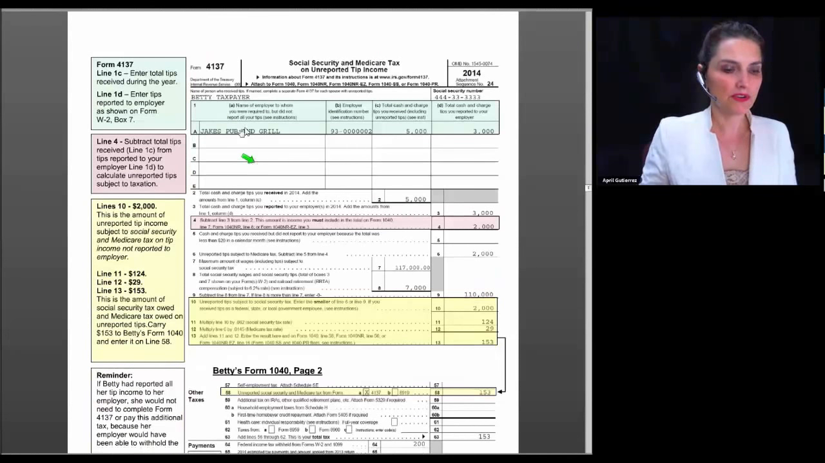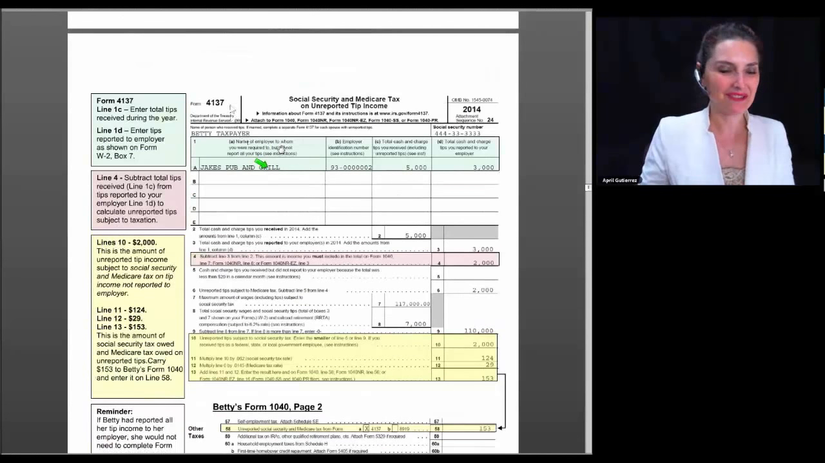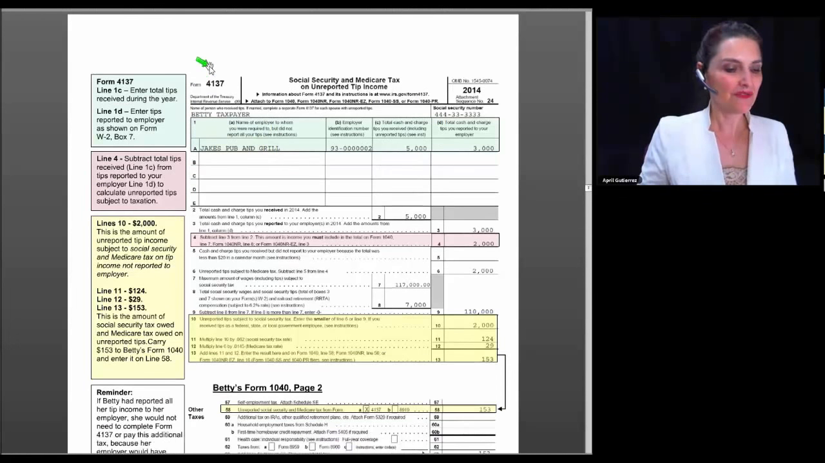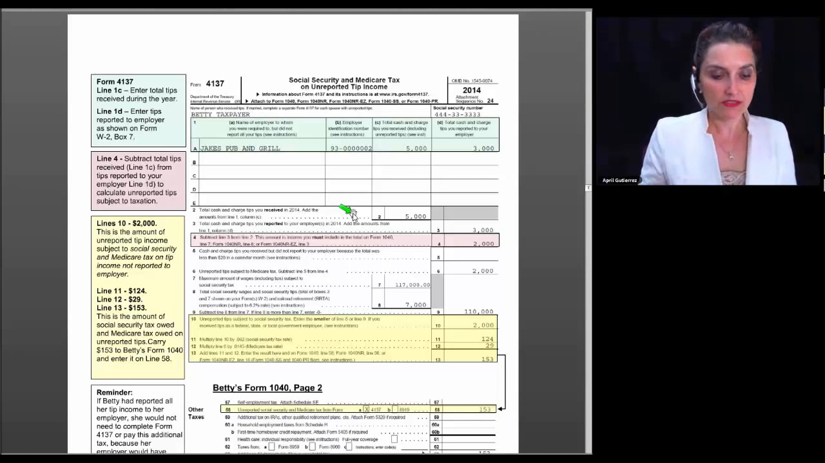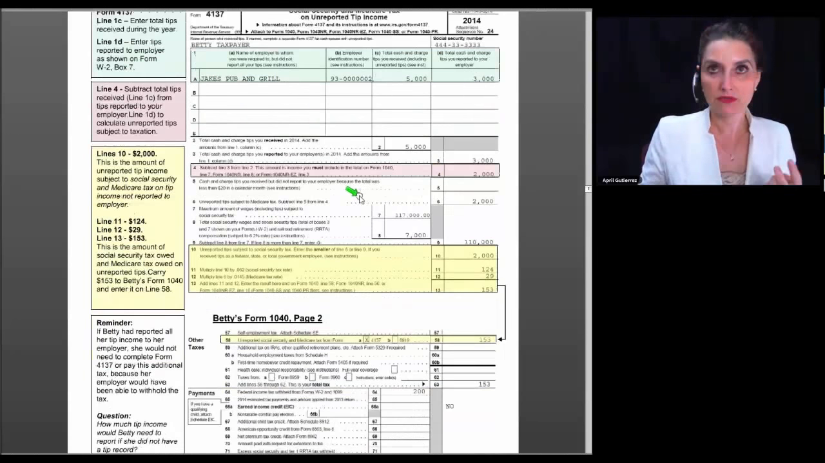We then move over to the next page of the manual and look at the 4137 in here. And on the Form 4137, we show the total cash and charge tips she received for the year and the total amount that she reported to her employer. And then we show the actual amount of tips she received, and the actual amount of tips she received is $5,000. So the difference between 5 and 3 is the amount on which she has not paid tax, and we're going to need to pay 3 types of tax.